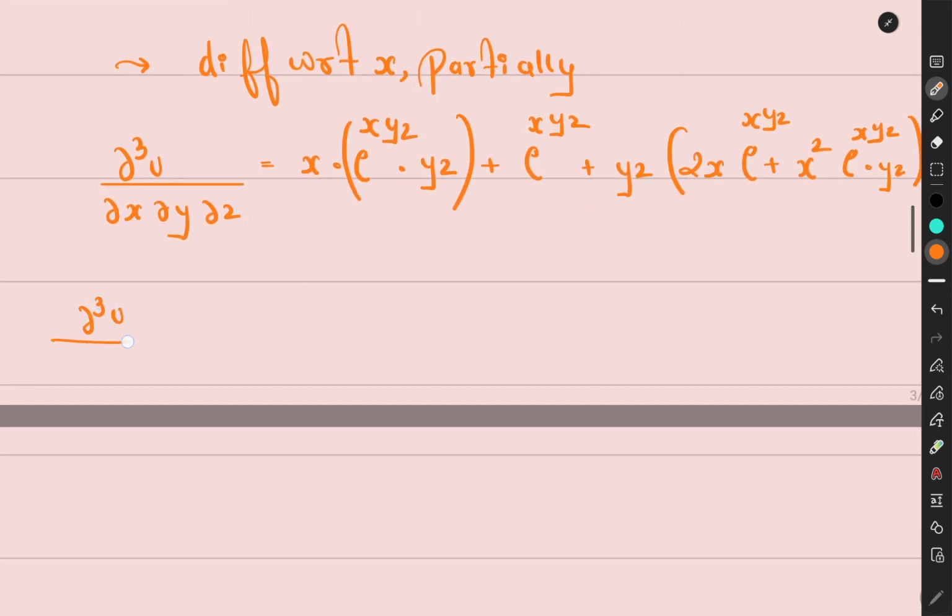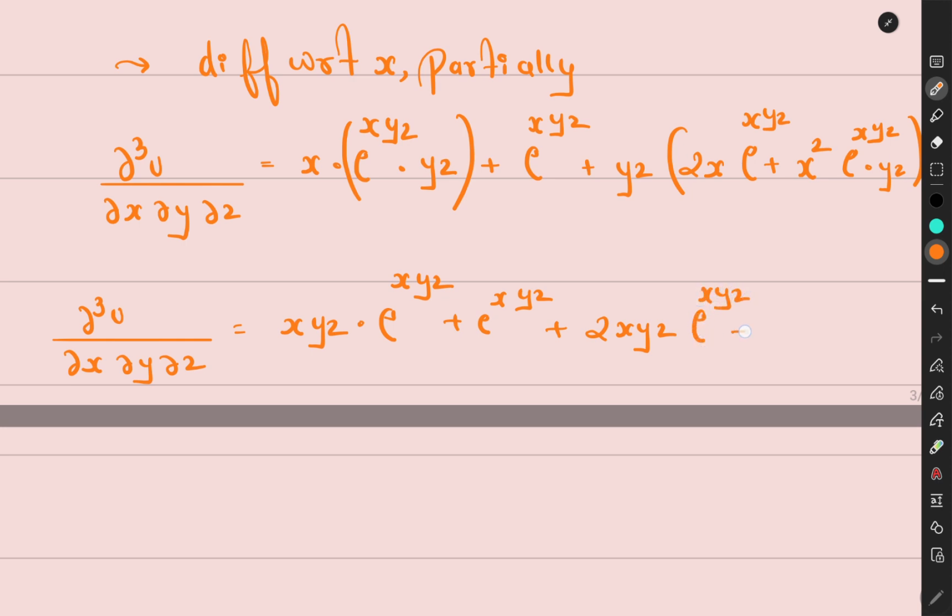Simplifying the equation, it should be equal to xyz into e raised to xyz plus e raised to xyz plus 2xyz e raised to xyz plus x squared y squared z squared e raised to xyz.